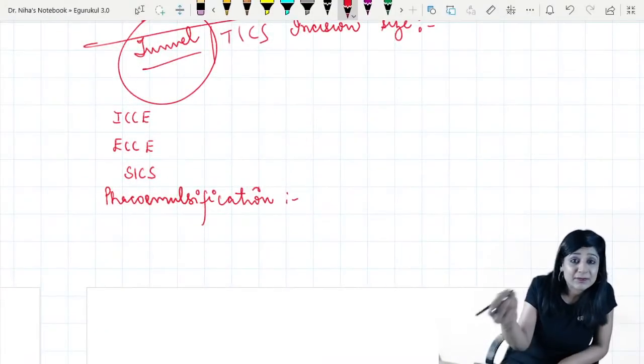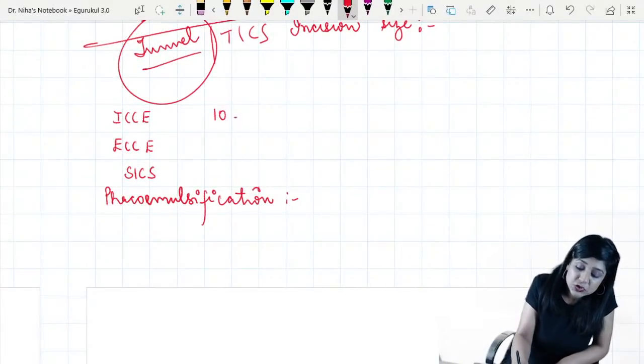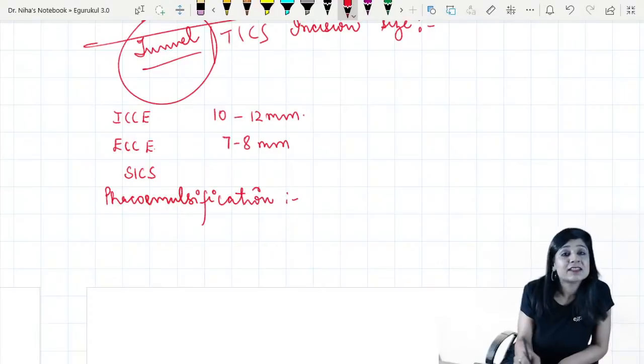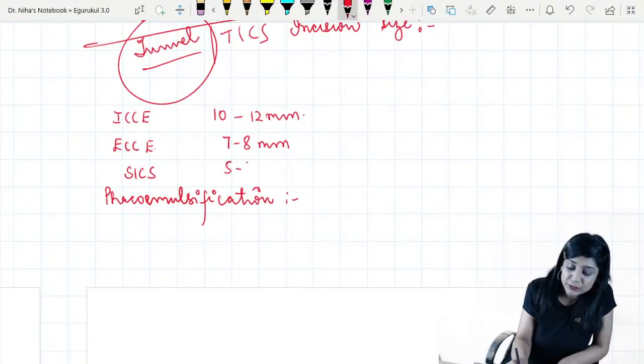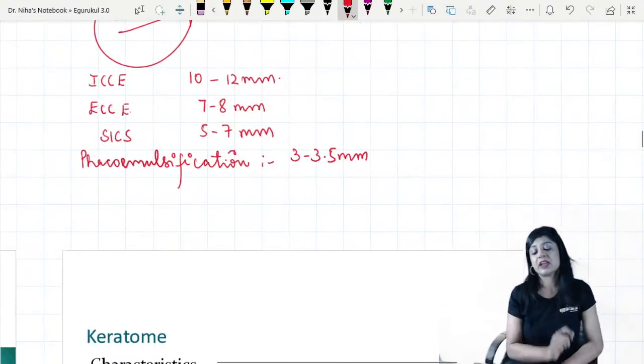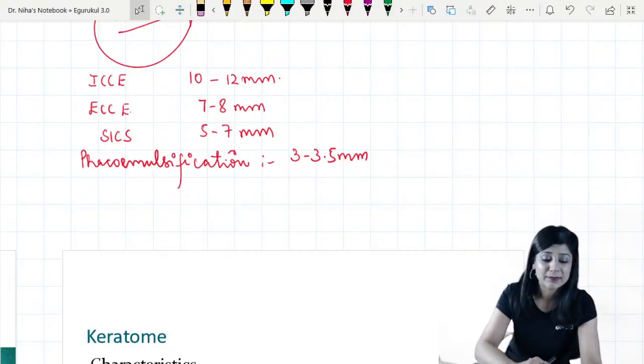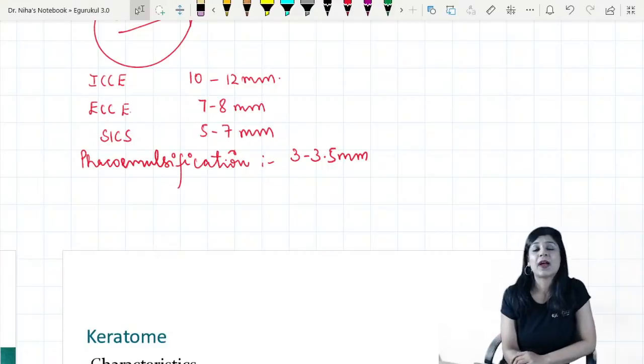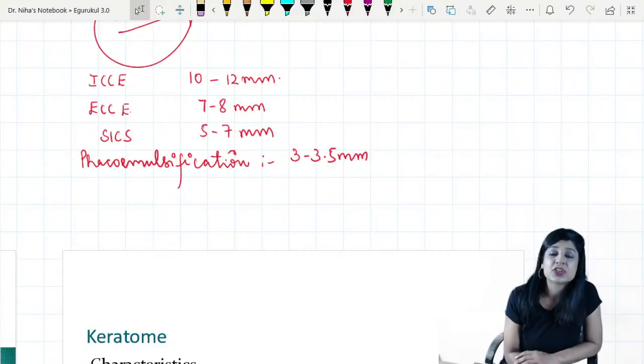For ICCE, because this is the oldest one, largest incision, 10 to 12 mm we are using. Then in ECCE we are going with 7 to 8 mm. In SICS even smaller, so it is 5 to 7 mm. And finally phaco is 3 to 3.5 mm. So you can note this down. This is again a very important question. Maximum times they ask you the incision size and what the advantages and disadvantages of your different surgeries are.